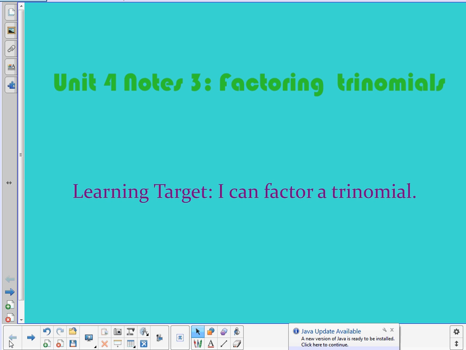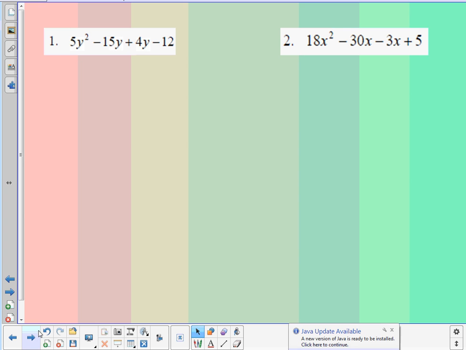Unit 4 Notes 3 is on factoring trinomials. So that's our learning target for today. I can factor trinomials. Up at the top, our first couple examples are just going to review factoring by grouping. So we just want to have a little reminder of how we factored by grouping.